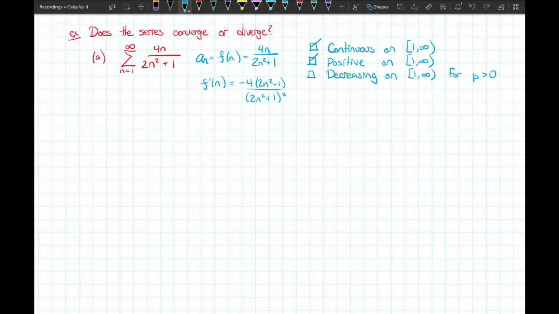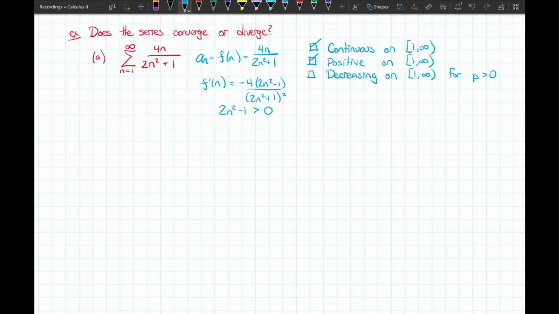To get the derivative, use the quotient rule, and then if you want to factor and simplify, we end up with negative 4 times 2n squared minus 1 all over 2n squared plus 1, squared. Let's see, when is this going to be negative? Well, we always know negative 4 is negative. We always know the denominator is positive. So as long as 2n squared minus 1 is positive, this would be a negative derivative.